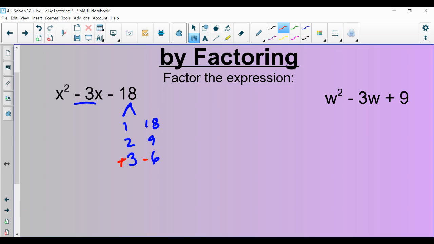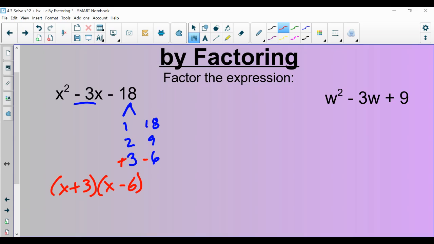Let's confirm that this actually worked. Do 3 and negative 6 multiply to negative 18? They absolutely do, right? 3 times negative 6 is negative 18. And positive 3 minus 6 is negative 3. So this is going to factor to x plus 3 and x minus 6.